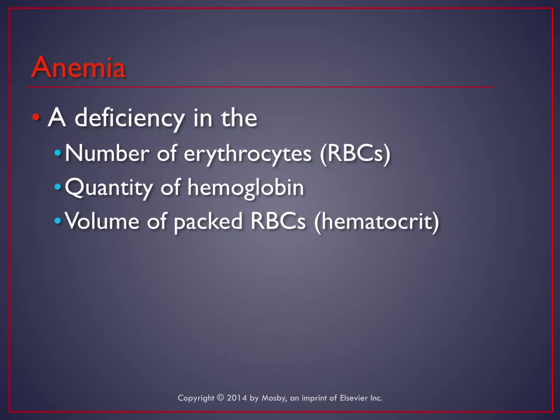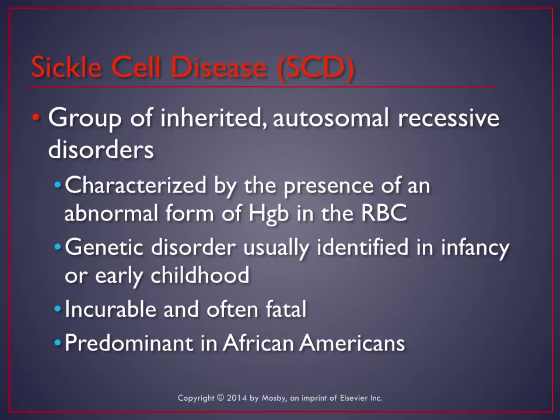It's a deficiency in the number of RBCs, deficiency in the hemoglobin, and also the packed RBCs, the hematocrit. Sickle cell disease, we discussed, it's an inherited disorder, and it is characterized by the presence of an abnormal form of hemoglobin in the RBC, and it is a genetic disorder usually identified in childhood. It is incurable, and if not managed can be fatal, and is predominantly in African Americans.